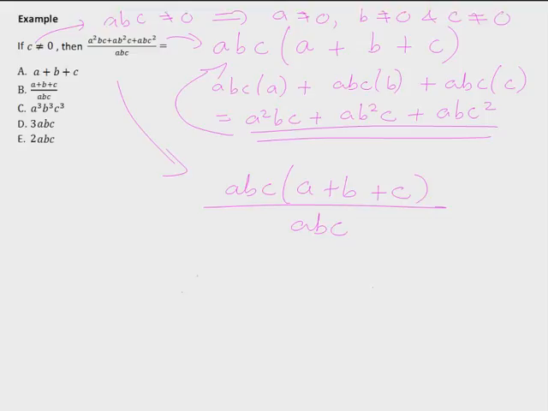Notice that to cancel out abc, I need to have all three of them not equal to 0. Just having c not equal to 0 doesn't do it. So since a and b and c are not 0, I can divide them out and I'm left with a plus b plus c. That's the answer, A.